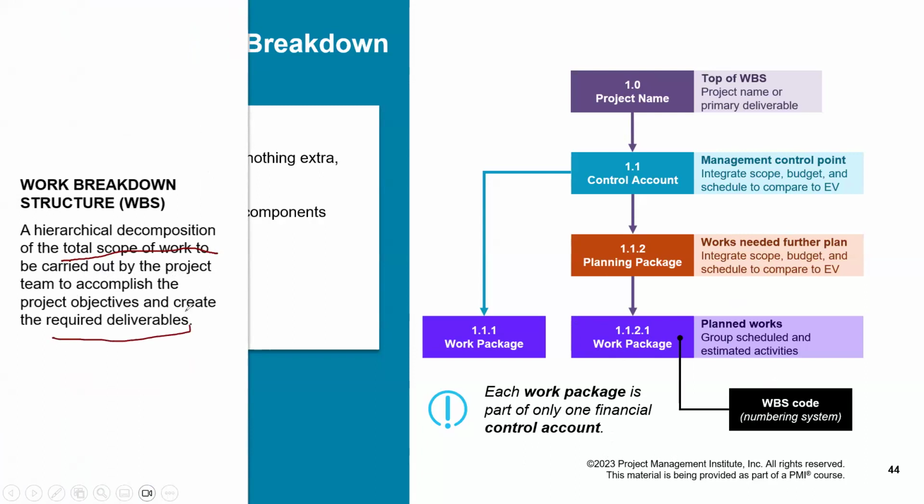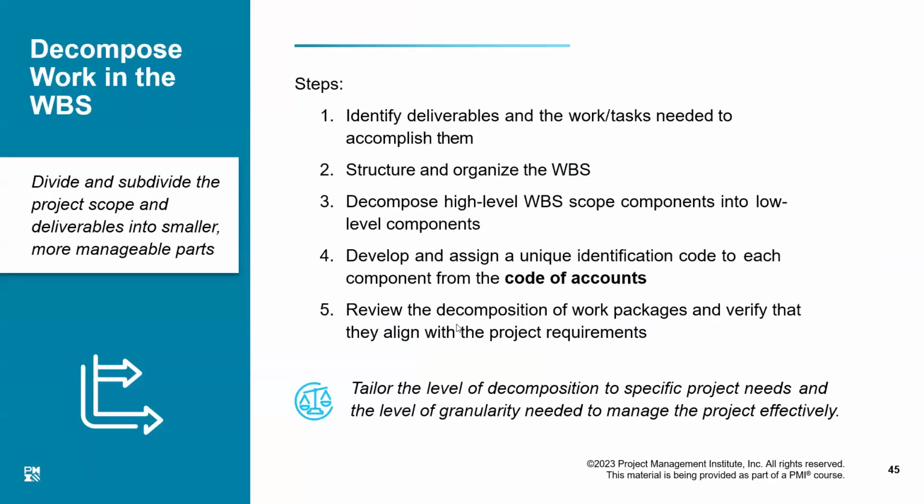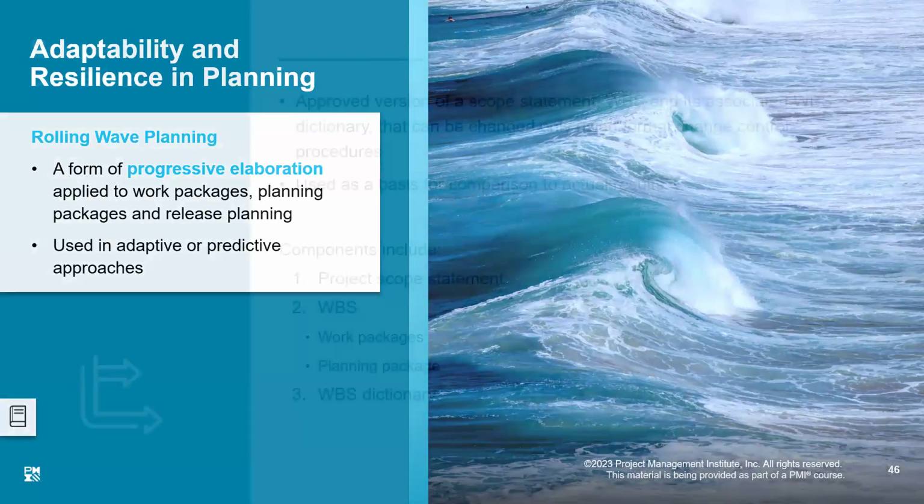So in the exam, if they mention the total scope of work, you should know that is in your work breakdown structure, right? Already we discussed these steps and how to create a WBS: divide and subdivide the project scope and deliverables into smaller, more manageable components. That is about the work package, the lower level. And the number of levels depends on your project. Rolling wave planning and progressive elaboration, already we discussed that, right?